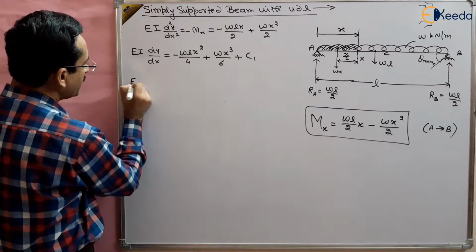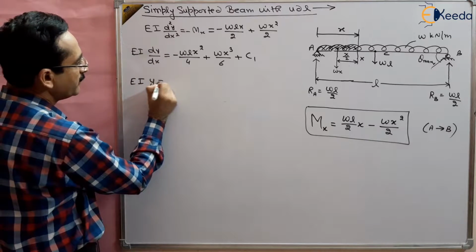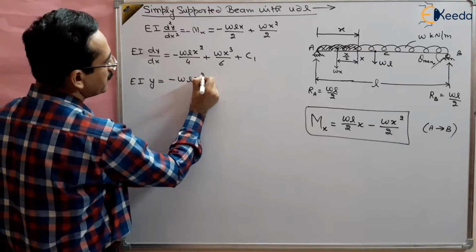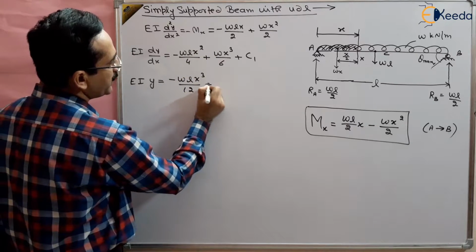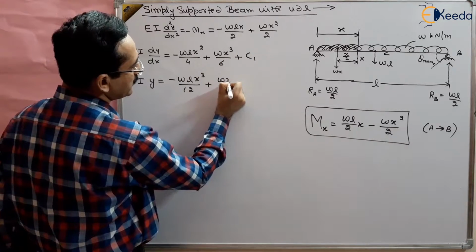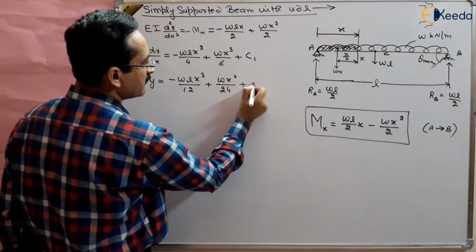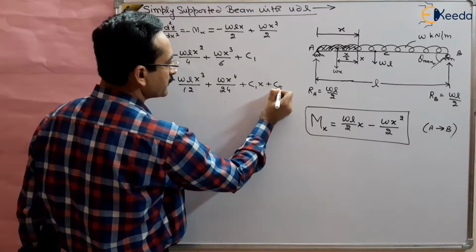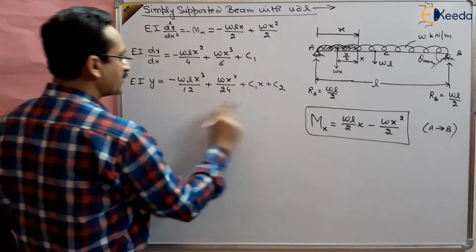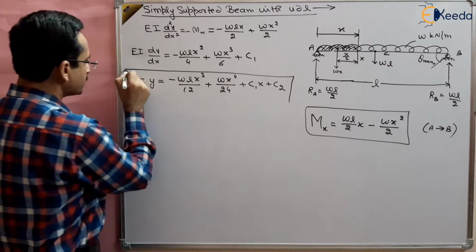So again, if we integrate it, we will get EI y, the integration of dy by dx is y, that will be equal to minus WL x cube by 3, so x cube by 12, plus x to the power 4 by 4, so this is W x to the power 4 by 4, it means it will become 24, plus c1x, and then again there is another constant c2, right? So this is the equation now, right? Now this is our deflection equation.